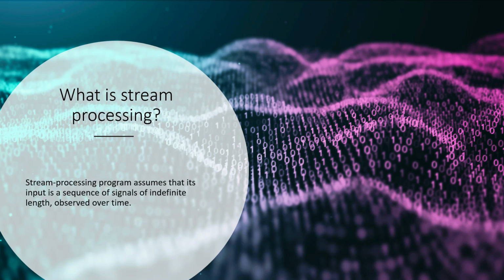What is stream processing? We spoke about what streaming data is. Now, what does stream processing mean? Stream processing means a program that can assume that there is going to be a sequence of signals of indefinite length, which will be observed over time. When dealing with streaming data, we need to assume that it will continuously be coming in. It can be of indefinite length, not necessarily only X amount of data. It can be X, X plus delta, X plus 2 delta. It can be any amount, but usually it is small chunks of data coming continuously over a period of time. Our program that handles this kind of data has to assume that it will come continuously and in small chunks.